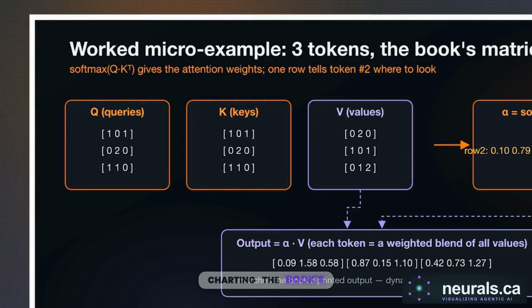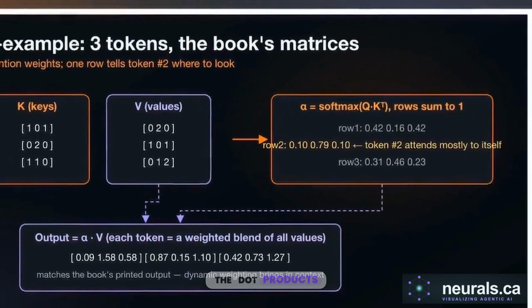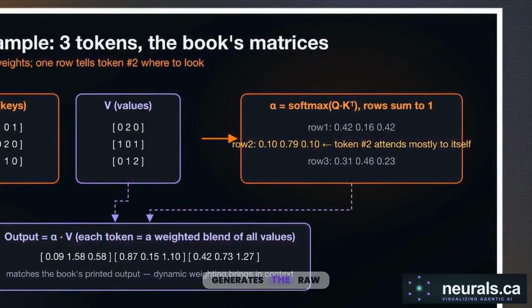This diagram charting the book's 3-token example proves the math in action. You can see the query, key, and value matrices loaded and ready. Calculating the dot products between those matrices generates the raw relevance scores for how the tokens interact. Once that data passes through the softmax, we get the alpha matrix.